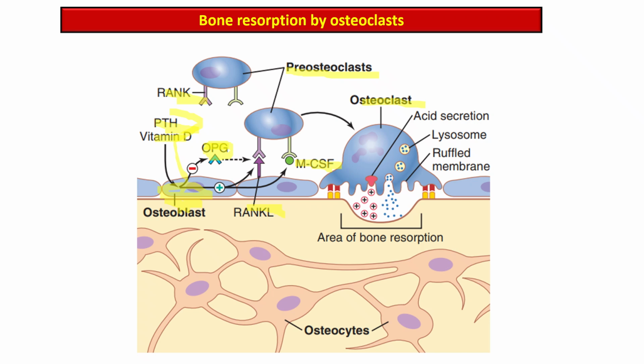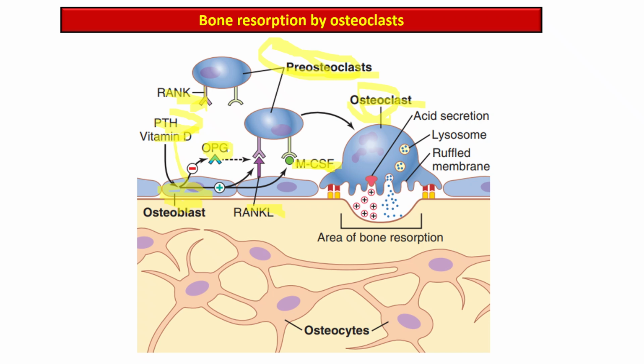The RANK ligand binds to the RANK receptors on the pro-osteoclast, and this macrophage colony stimulating factor, as we have seen earlier, also stimulates their maturation. These signals convert the pro-osteoclast, or immature osteoclast, into mature osteoclast. And osteoprotegerin acts as a decoy receptor for RANK ligand. It prevents RANK ligand from activating RANK, thereby inhibiting the formation of osteoclast.